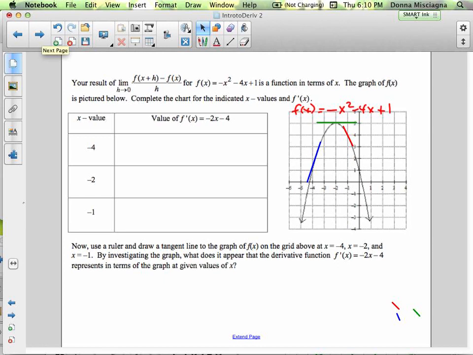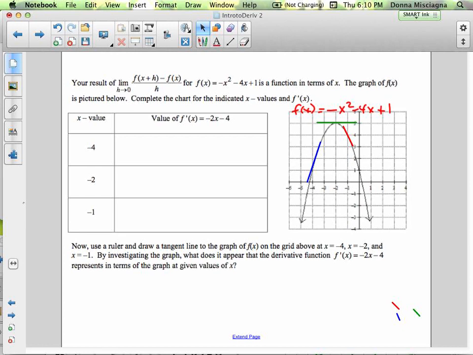All right, so we're going to complete the chart for the indicated x values and f prime of x. Actually, let's do the bottom part first. It's easy enough. So use a ruler and draw a tangent line to the graph of f of x on the grid above at x equals negative 4, x equals negative 2, and x equals negative 1. And you try to make it so it's just intersecting the graph, the best you can, at just one point. All right, so you can take care of that. Let's fill in the table, and then we'll come back to talking about those lines that we just graphed.